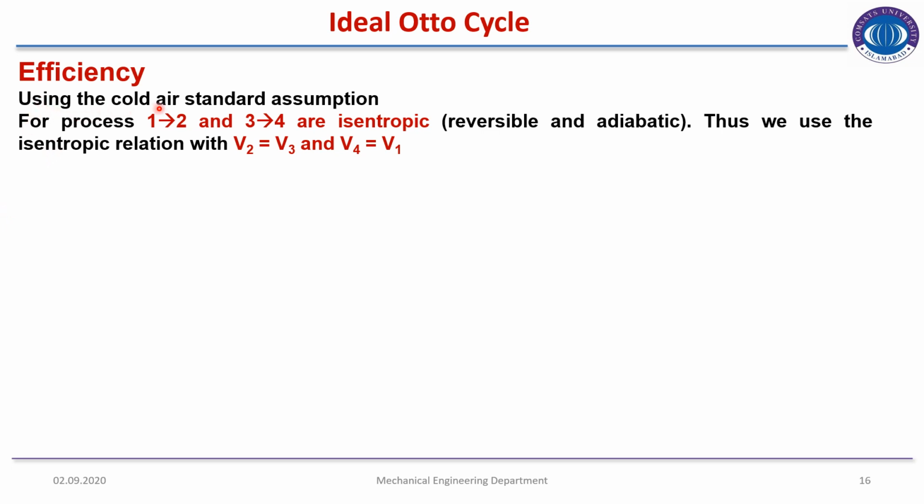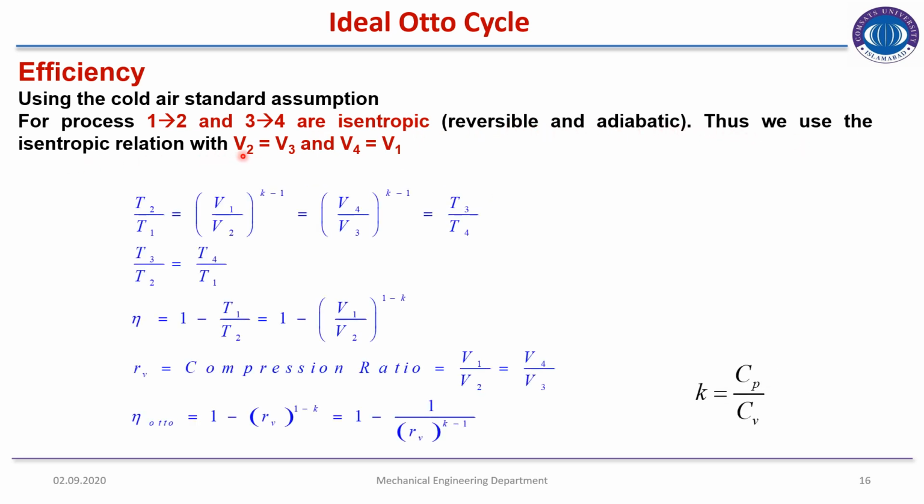So for efficiency, using the cold air standard assumption, processes 1 to 2 and 3 to 4 are isentropic, reversible and adiabatic. Thus we use the isentropic relation, with V2 equal to V3 and V4 equal to V1, because two of the processes are isentropic whereas two of the processes are isochoric, so the volume will remain constant.